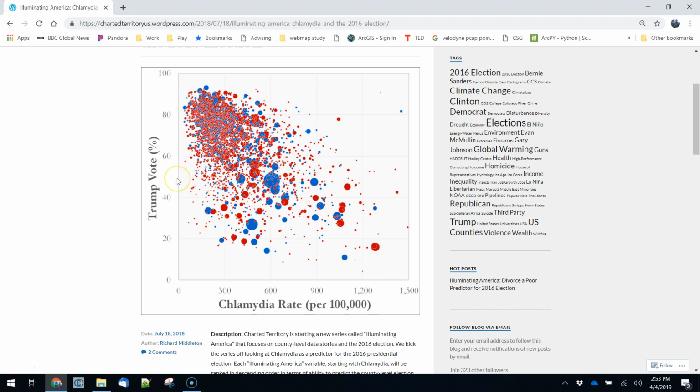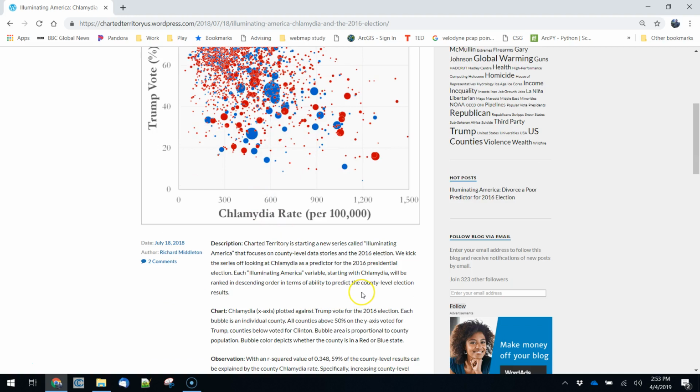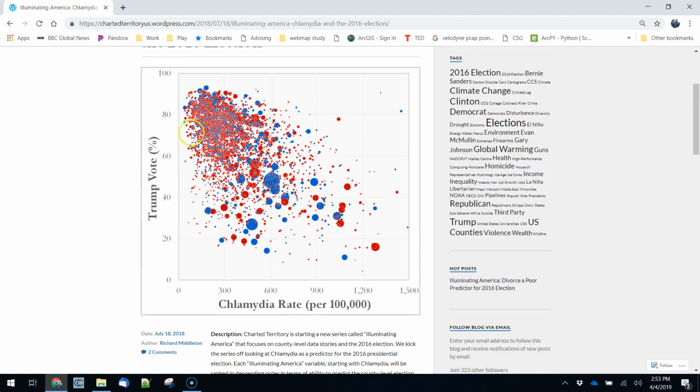The reason for that is if this were just by Trump vote, you would find all of these dots above here as red and all of these dots below here being blue, right? Anything with the Trump vote below 50% would be blue. And in fact, that doesn't totally include things like, well, that's the idea. Okay, so let's see what else we have here. Bubble area is proportional to the county population. So we've got 4 different variables visualized at the same time.